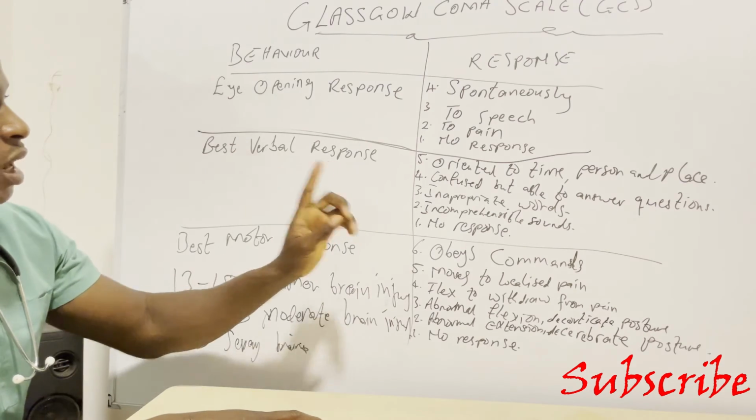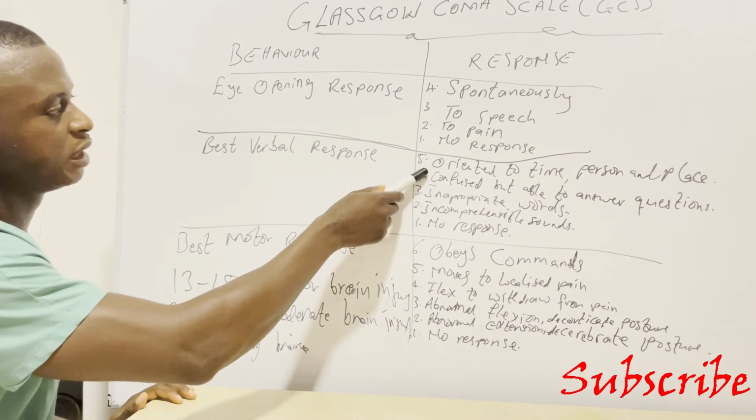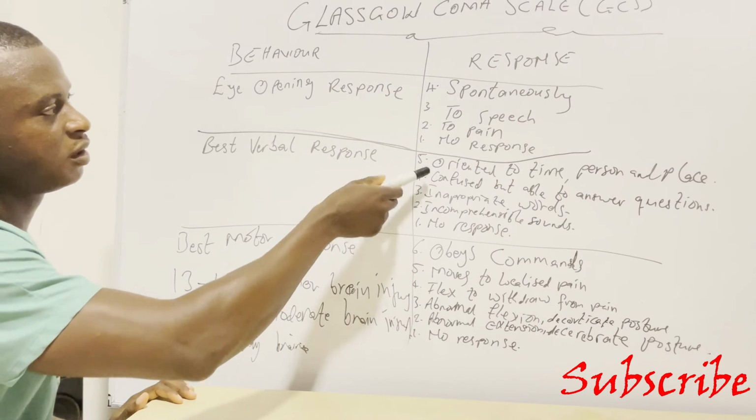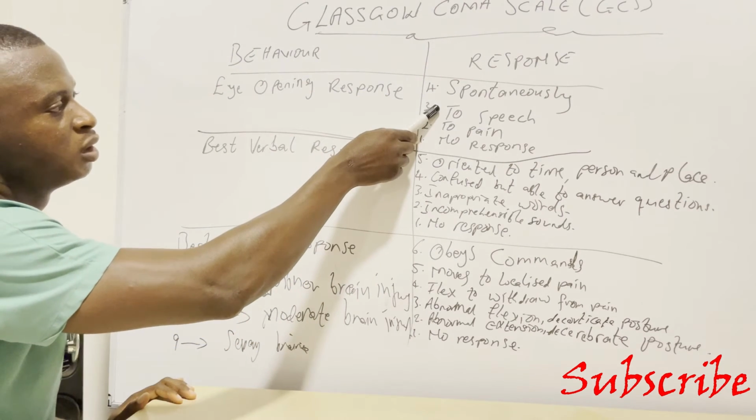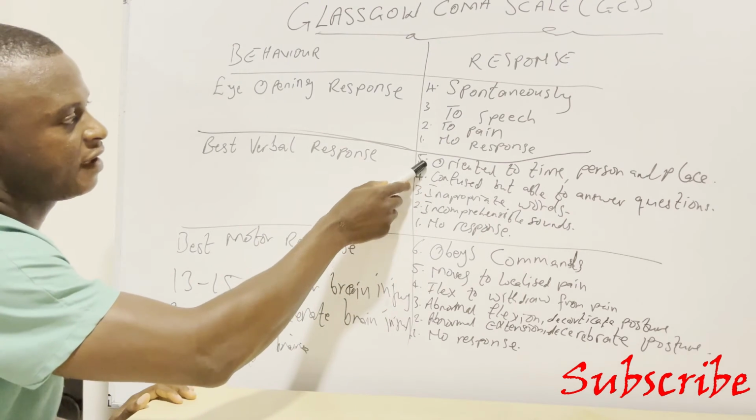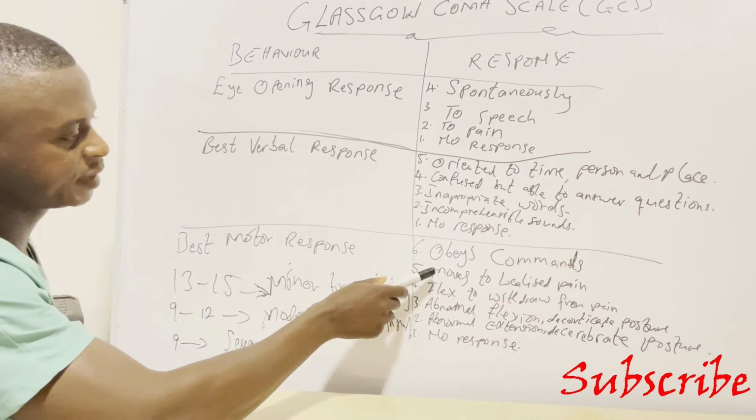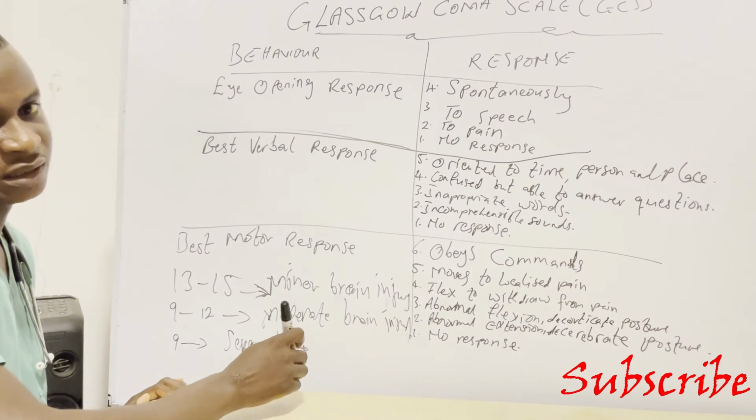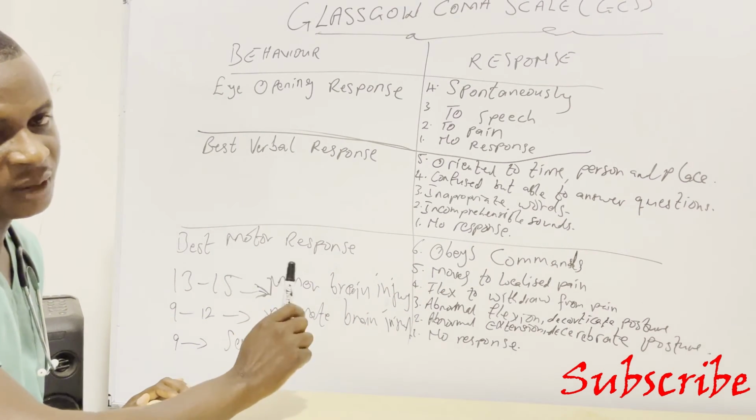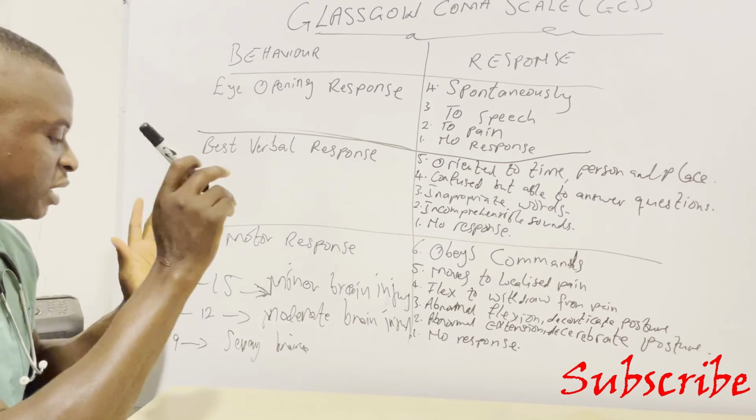So how the patient is able to score is that, let's say here the patient is oriented to time, place, and person. By the time you come here, the patient is able to respond to speech. So that is 5 plus 3, making what? 9. And then when you come here, the patient is able to obey a command, plus 6, making what? 9 plus 6, making 15. So the patient has minor brain injury, or the patient is okay.